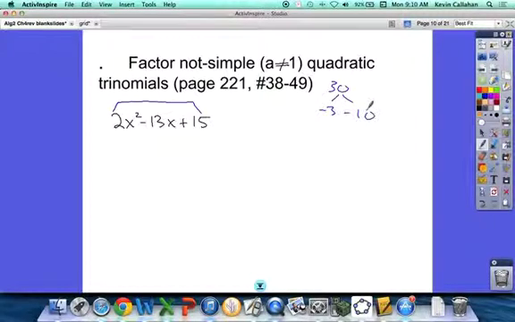Okay, so we found those numbers. What do we do with them? Take this negative 13x and write it like negative 3x minus 10x, because it's equal to that. And then we still have our 2x squared and our 15. So we just use those numbers to split that up. Then what?